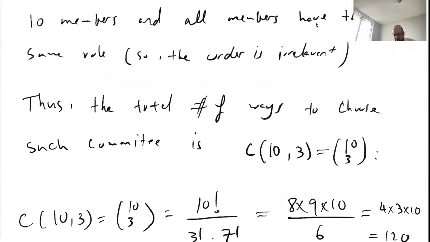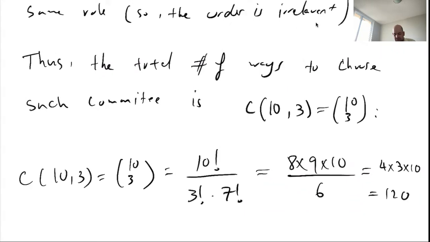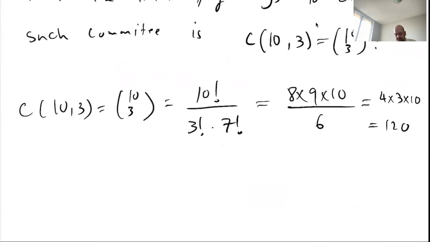So in the exam, you should just write what I wrote here: because the order is irrelevant, we have to use combinations, and the formula for combinations, we already know it. You can just use it. You don't have to prove it. Just use the formula and get the final answer. That's it. Okay, so this is the concept of combinations.